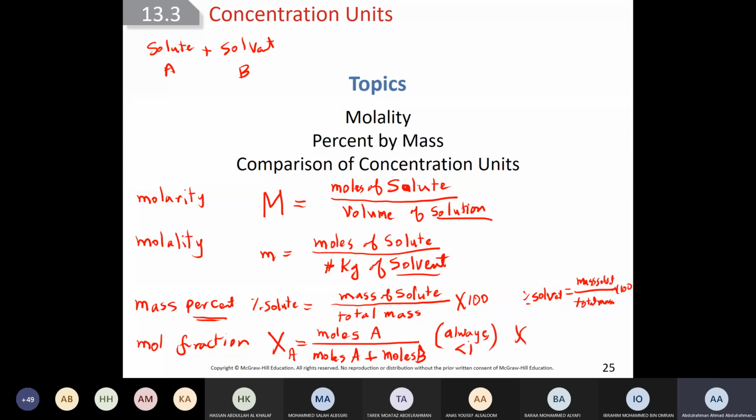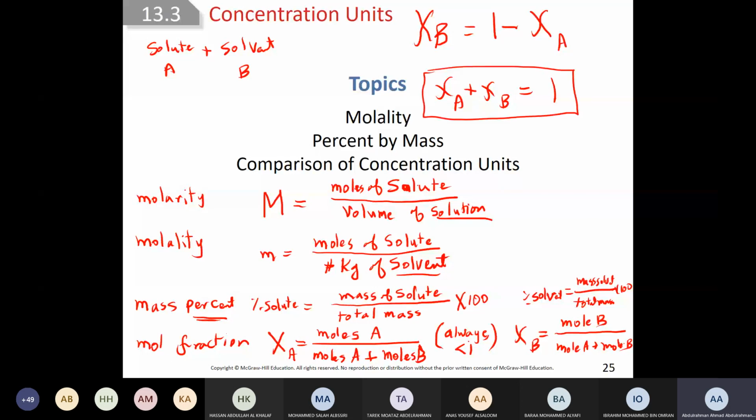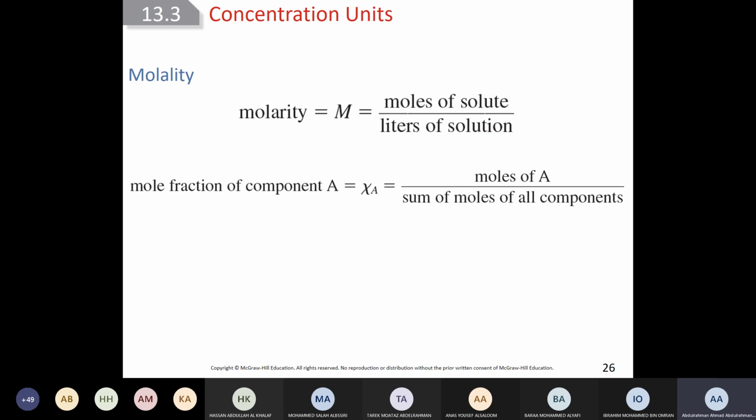What's the mole fraction of B? 1 minus mole fraction of A. Yes, it's moles of B divided by moles of A plus moles of B. Somebody said, which is very good, that mole fraction of B is always equal to 1 minus mole fraction of A, or mole fraction of A plus mole fraction of B equals 1. Exactly. You have to know this. And don't forget the name, mole fraction. Is this clear? Good.